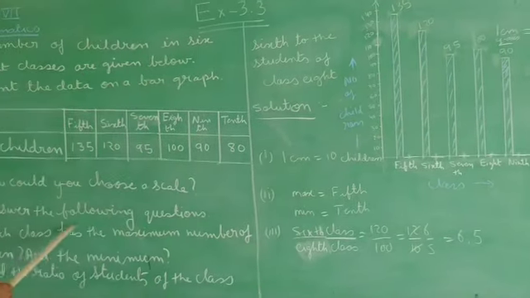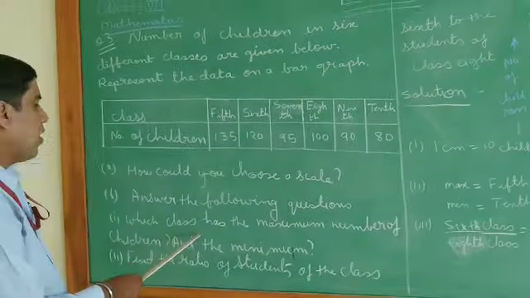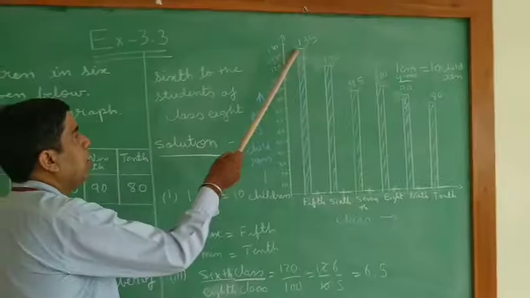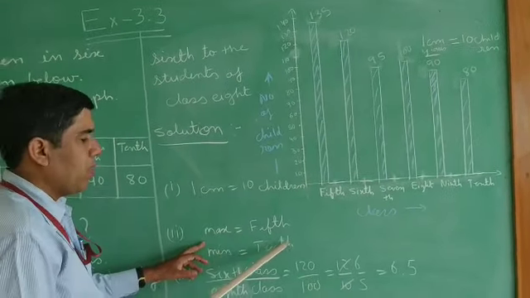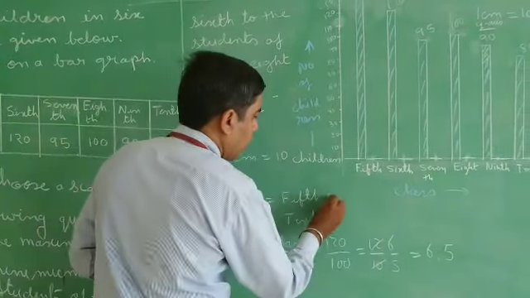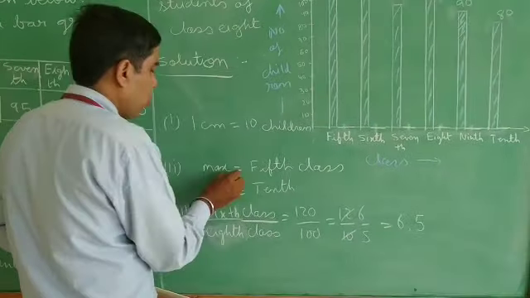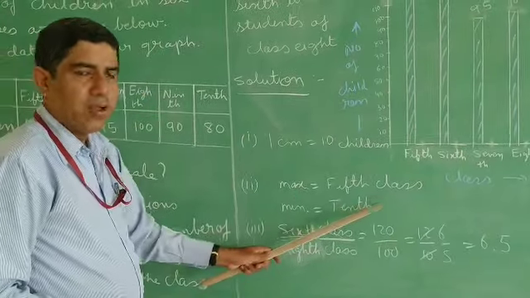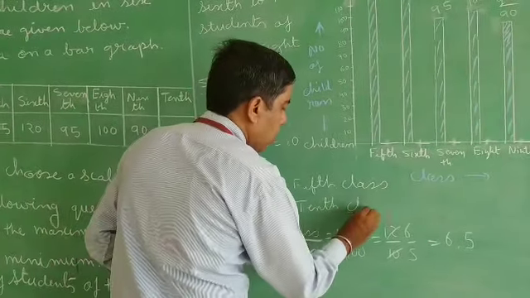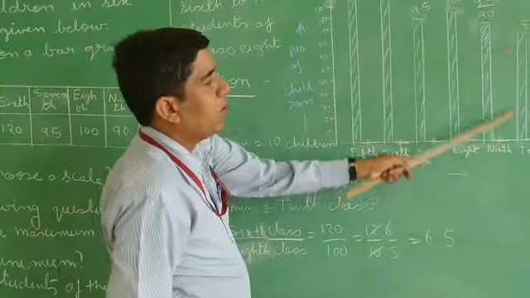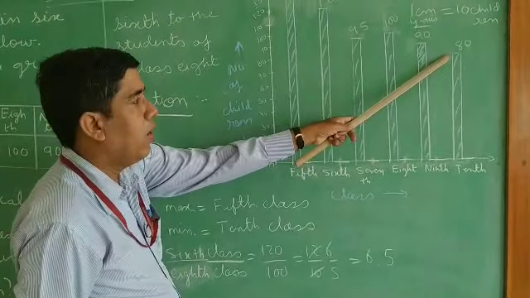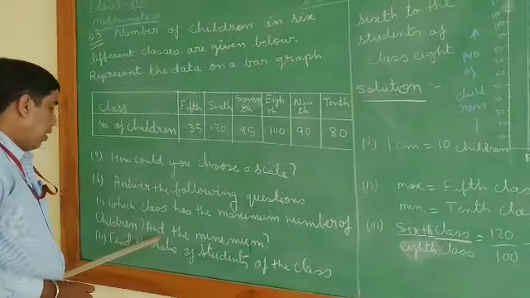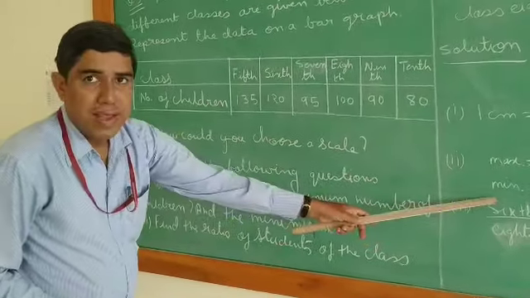Now, the second part: which class has the maximum number of children? So which class is the highest? You can see it is the 5th class, so the answer is that the maximum is the 5th class. I wrote it short here as maximum, so I will put a dot here for minimum. The minimum you can see in the bar is the 10th class. The minimum height is 80, so it is the 10th class.